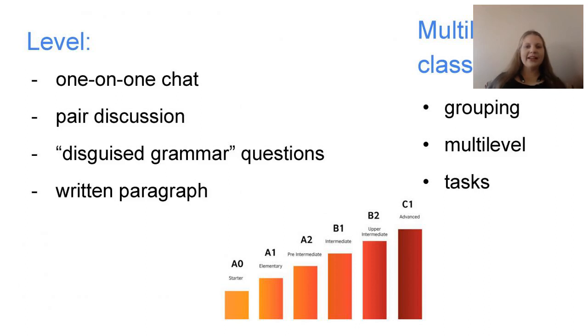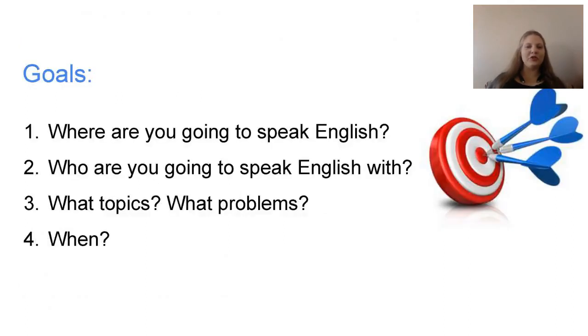Okay, and next you need to find out your students' goals. This is a key to motivating them, because if your student feels that they are learning what they need, then they will be much more motivated to study. To determine your students' goals, ask them these 4 simple questions. The first one is, where are you going to speak English? And this question will help you to find out the environment where the student will be using English.